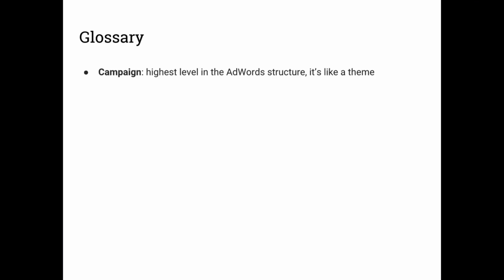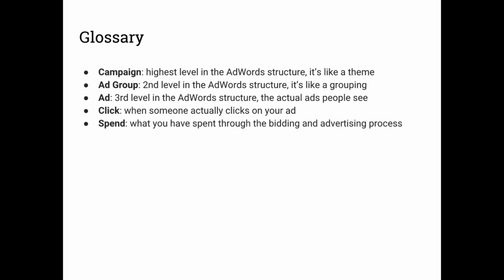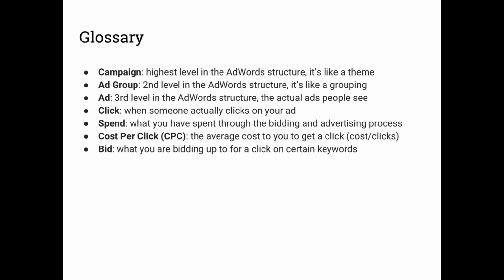So, a quick glossary summation here. Campaign is the highest level in AdWords. It's like a theme. You have an ad group, which then feeds into the ads. I'll show you this in a chart and what this actually means. Click, straightforward. Spend is how much actually gets spent in a day, a week, or a month. Cost per click is the average amount that you bid to get someone to click on your ad, and this is the thing that's limited to $2 for an ad grant. A bid, this is the thing that's $2.